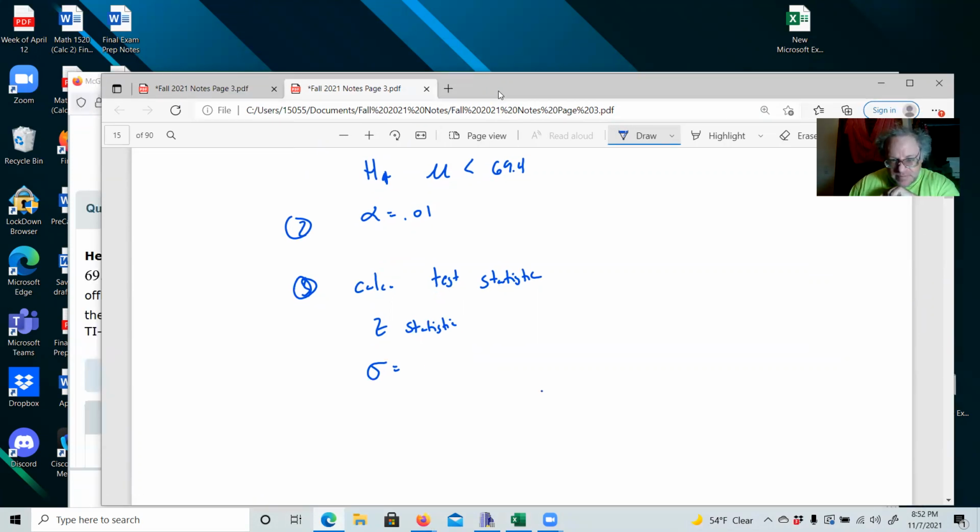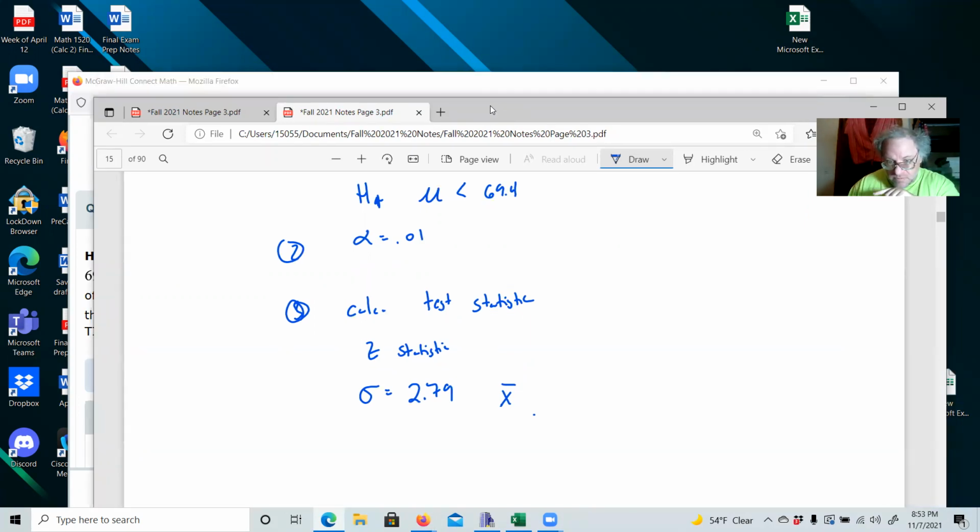2.79. Okay, our X bar was our sample average. Our sample average looks like X bar is 69.1. What is our sample size? It was 302. Okay, and I think that gives us enough information to start working here.